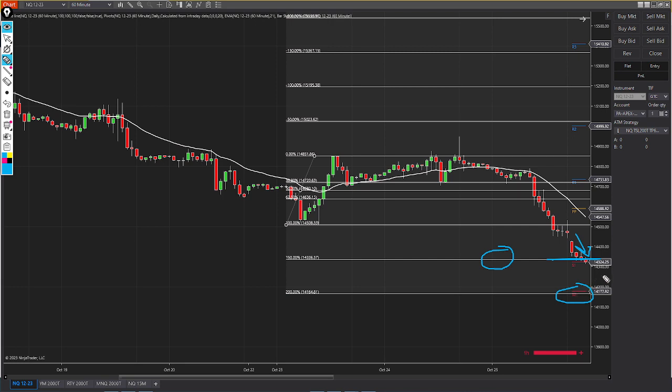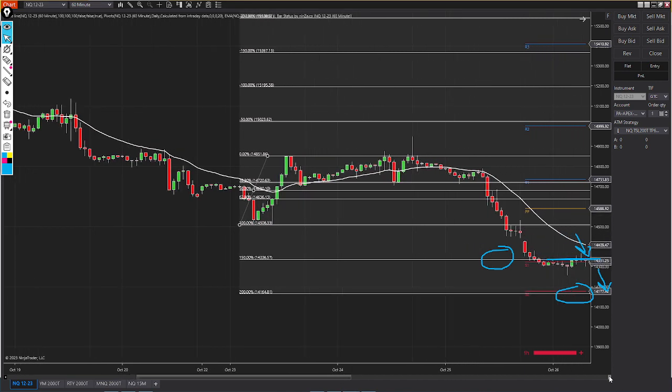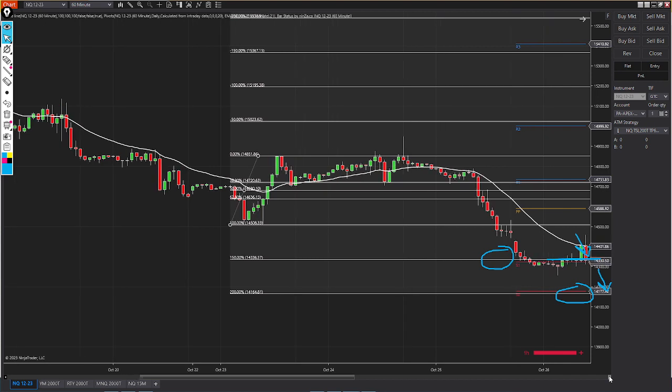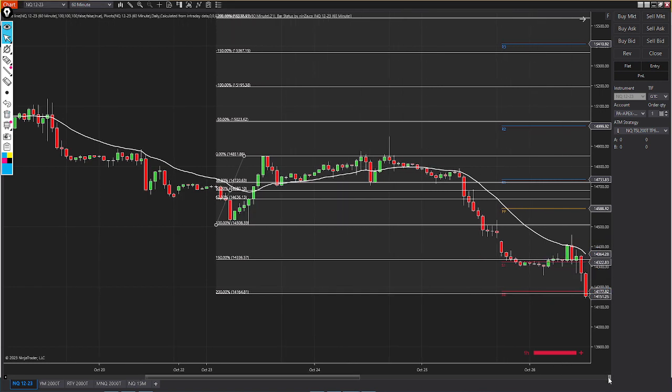So you would assume that okay, possibly that's a number that is of interest. Okay, now price moved back up and it came back down and it came right to it.